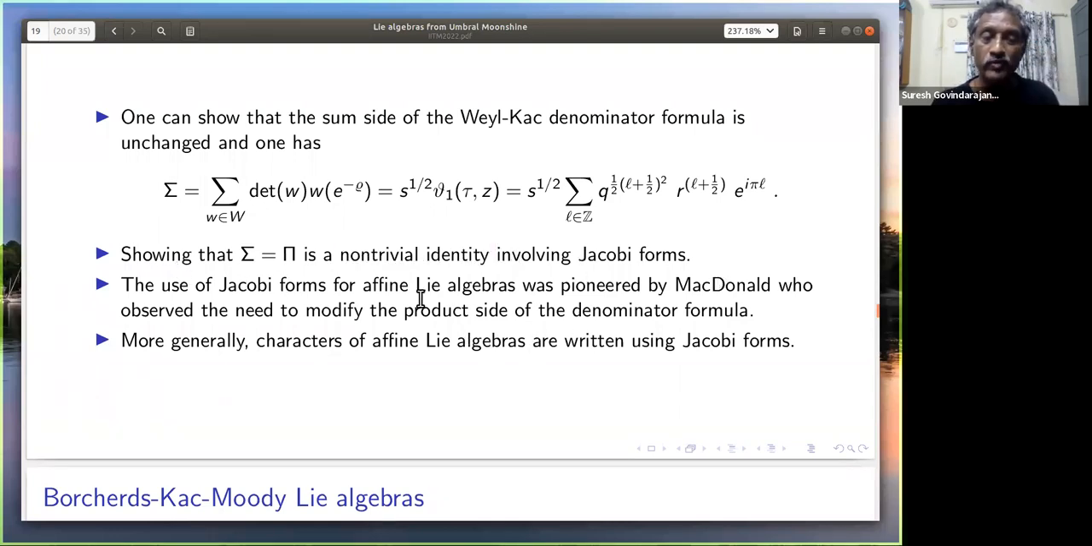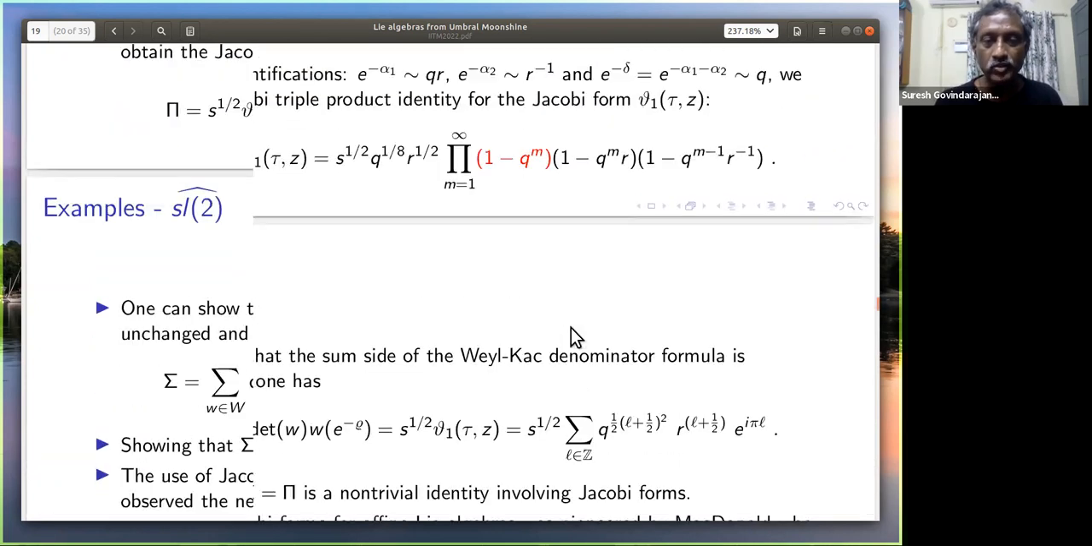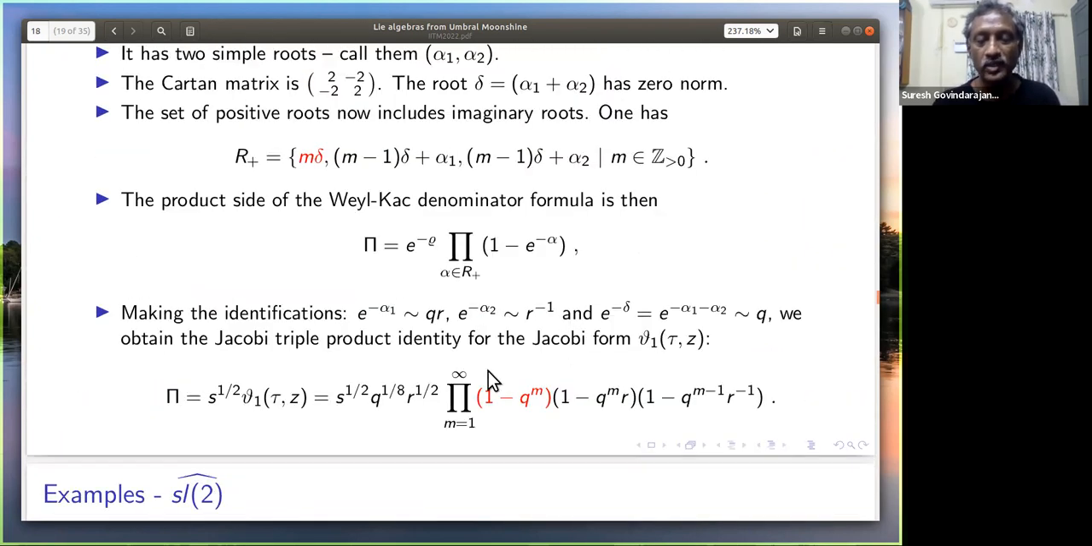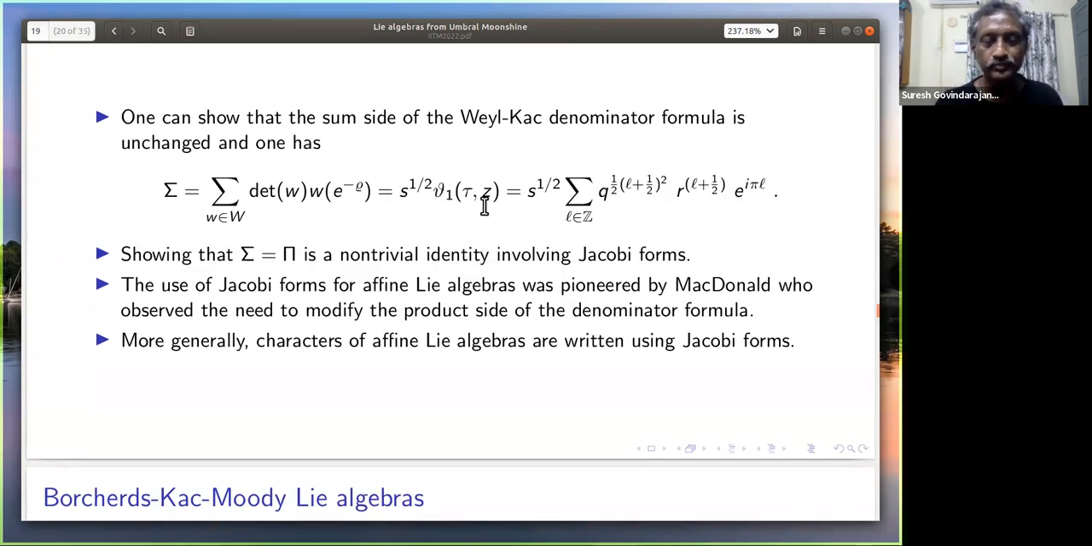And the use of Jacobi forms, again, as I mentioned, was pioneered by Macdonald, who observed the need to modify the product side of the denominator formula. So all he did was to say that, look, the product formula says that you have to add these things. And he went and did this, and equivalently he modified R plus, saying it should include this. So that was Macdonald's contribution. More generally, characters of affine Lie algebras are written using Jacobi forms. So it's not just the denominator, but all of them.